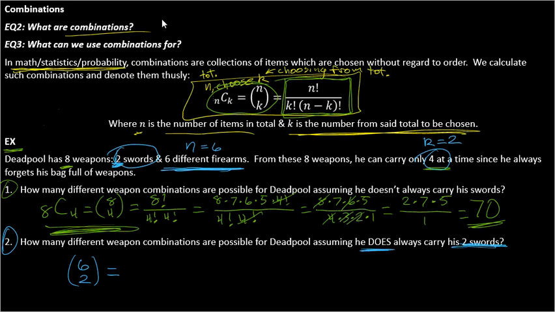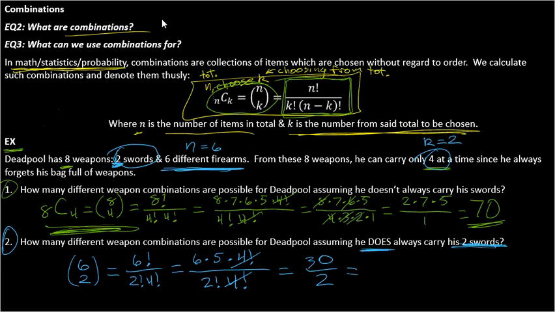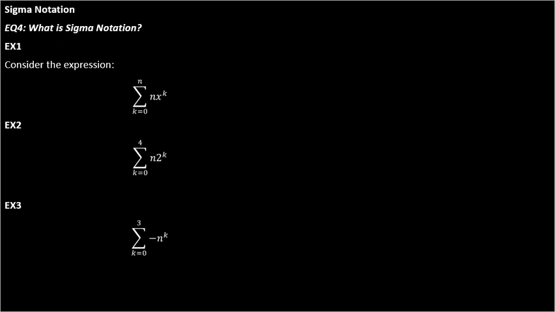So 6 choose 2 is 6 factorial over 2 factorial times 4 factorial, because 6 minus 2 is 4. We're going to have 6 times 5 times 4 factorial, all of that over 2 factorial times 4 factorial. The 4 factorials cancel. I'm going to have 30 over 2 factorial, which is just 2 times 1, or 2. And I'm left with 15. So if he's always going to carry his 2 swords, there's only 15 combinations of firearms that he's going to be able to carry with him in those 2 other weapon slots.